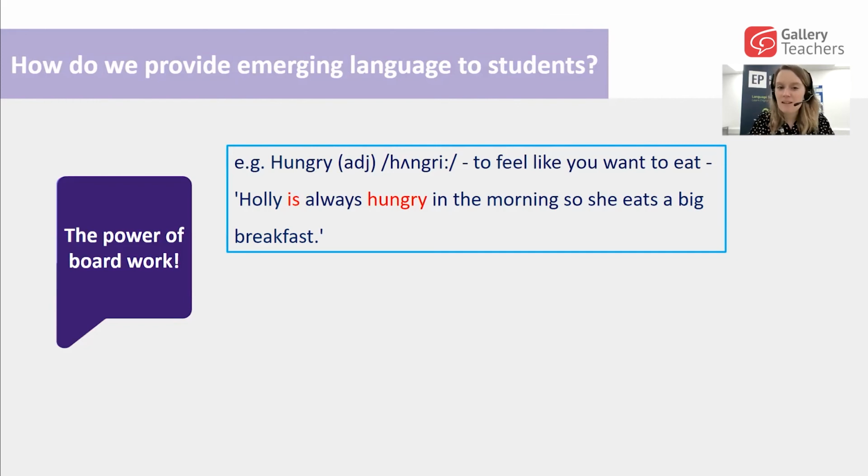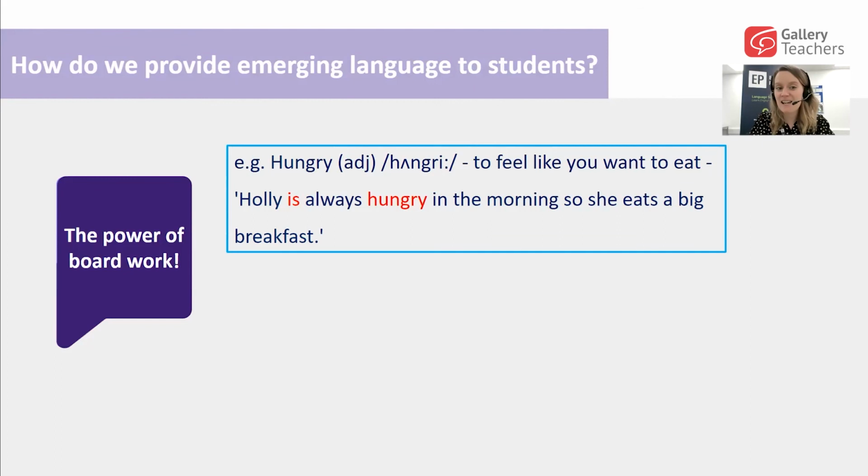Then I've got the phonemic script to show them how to say it. Could also highlight some stressed syllables here, or how many syllables there are. Got the definition, and I've also got a nice example. I often use myself in examples or some of the other students because it's more relatable and a bit more personalized. So I've got here, Holly is always hungry in the morning, so she eats a big breakfast.